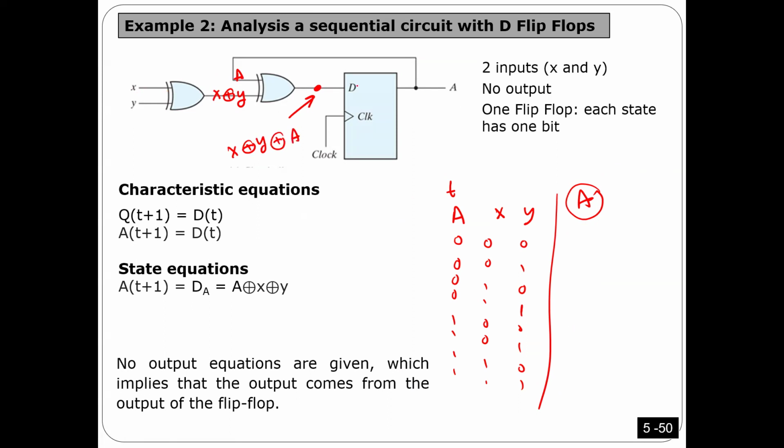And you know the characteristic equation of the T flip-flop: the output A at time t plus 1 is actually equal to T at time t. That means the equation I have to use here is X XOR Y XOR A. And the way you calculate it, you have to do it twice. I have to calculate the exclusive OR for X and Y first, and then the result you XOR with A. So here you have A, X, Y.